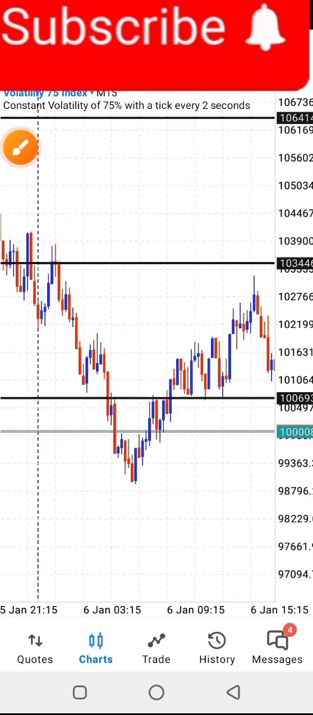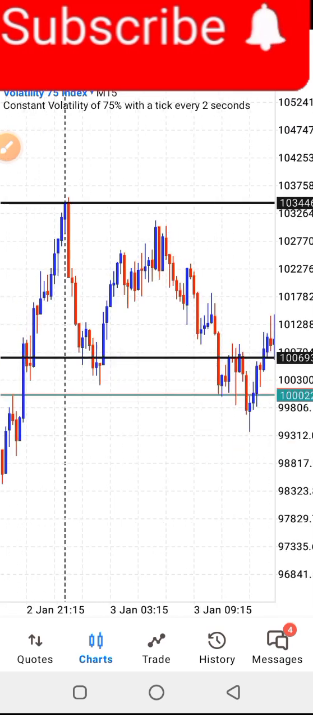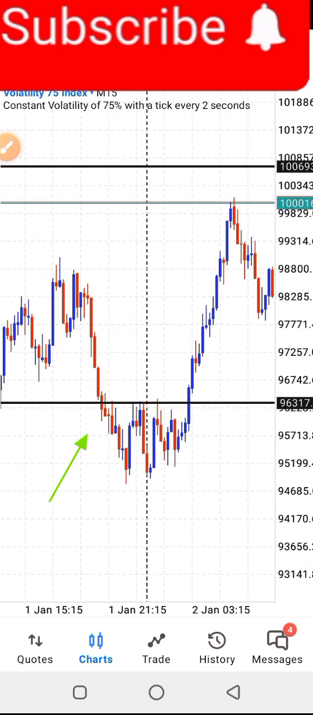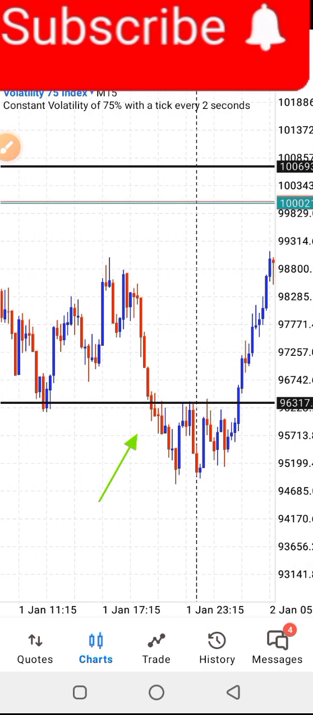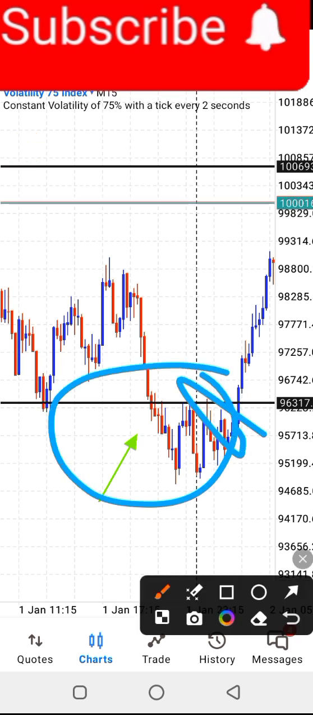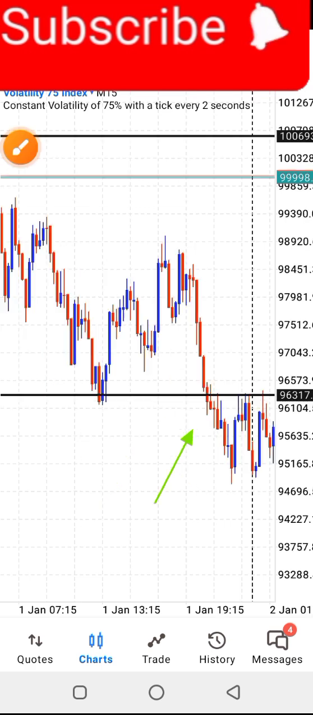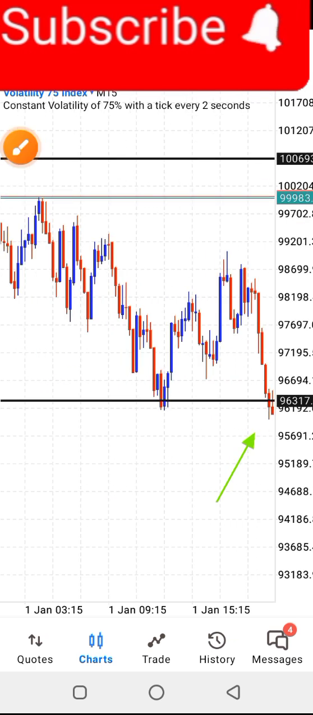Okay, so let me show you one more example. This one is a little bit advanced. So if you are a beginner trader, I would advise you not to take the ones that look like this. Okay, this is for those that are already used to the Quasimodo system. So even if it looks a little bit different, they can still spot it. So this one looks a little bit different.